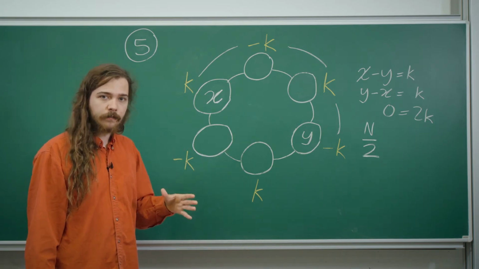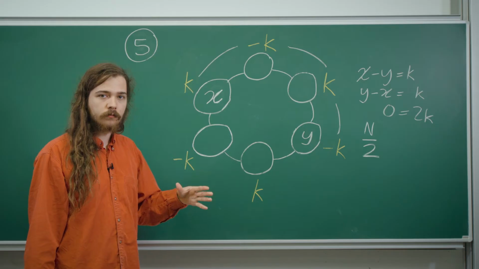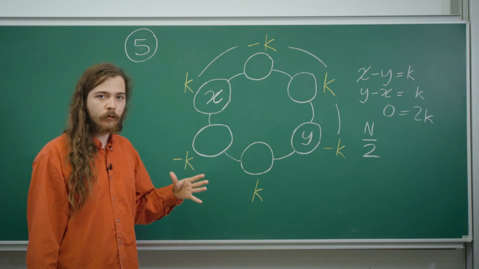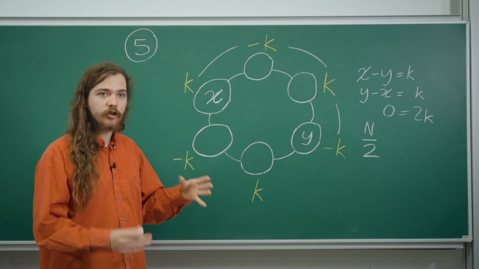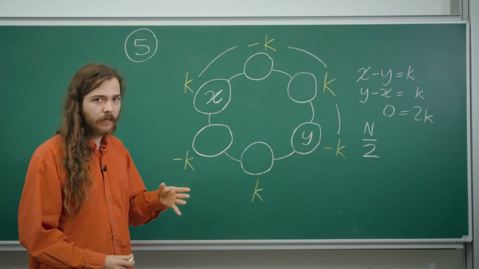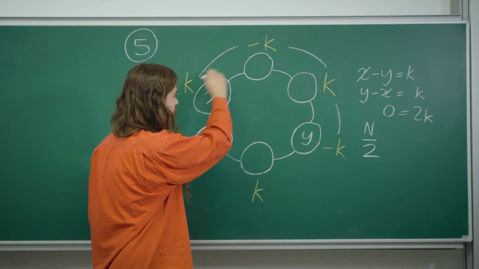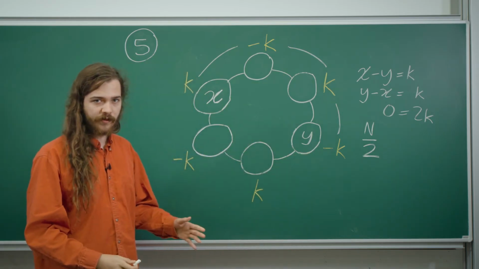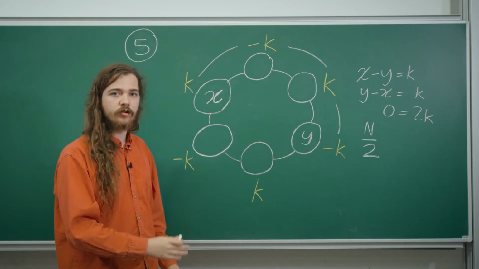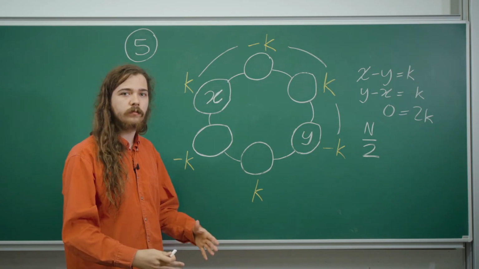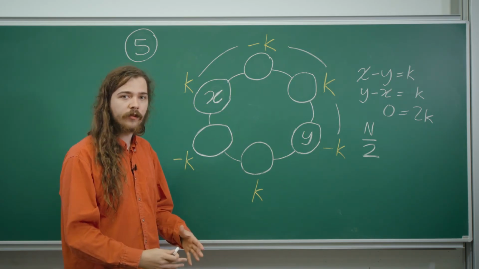But fortunately, in every part of this problem, n is not divisible by 4. It's divisible by 2, but not divisible by 4. And that's good because it means that we can go from k to minus k. It's an odd number of steps. And so the instructions are just a repeat of what there was previously, and that's okay.